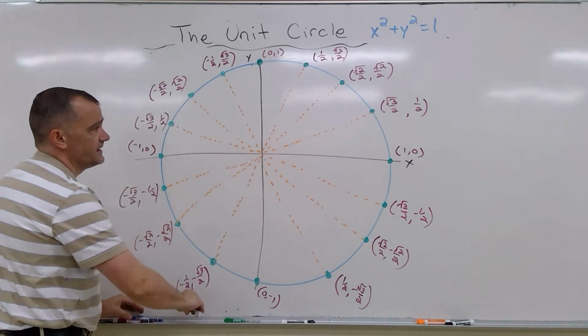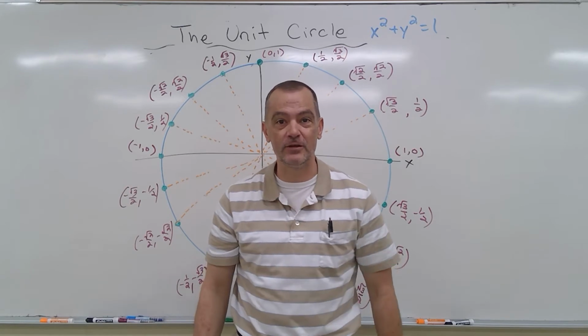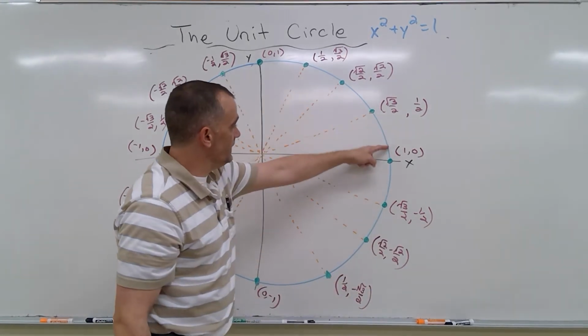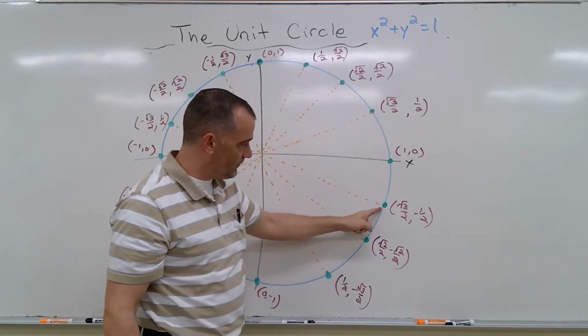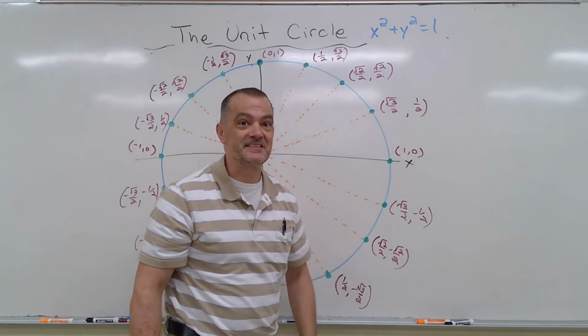Now the question is, if I said, what is the cosine of a 330-degree angle? You might go, 330 degrees is all the way around here, so the cosine is going to be the square root of 3 over 2. It's that simple.